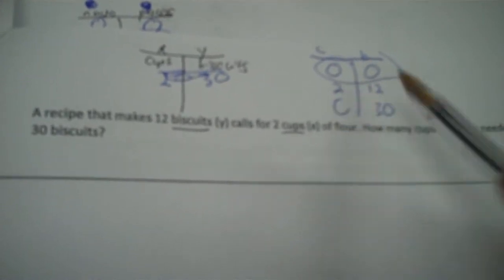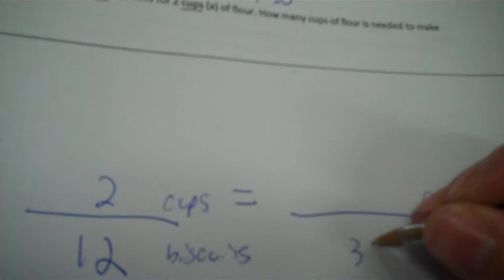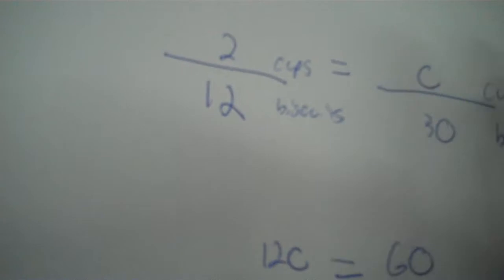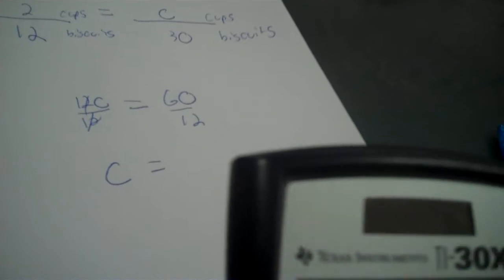Okay, 2 cups is for 12 biscuits, 30 biscuits, C cups. You can also put X if you like that better. 2 times 30 is 60, and 12 times C is 12C. Okay, 60 divided by 12 is 5.